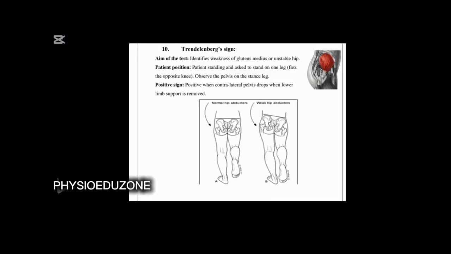10. Trendelenburg's sign. Aim of the test: identifies weakness of gluteus medius or unstable hip. Patient position: patient standing and asked to stand on one leg. Flex the opposite knee. Observe the pelvis on the stance leg. Positive sign: positive when the contralateral pelvis drops when lower limb support is removed.